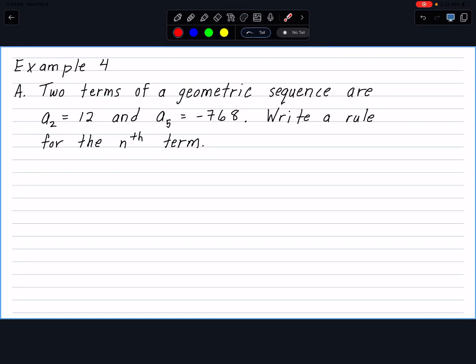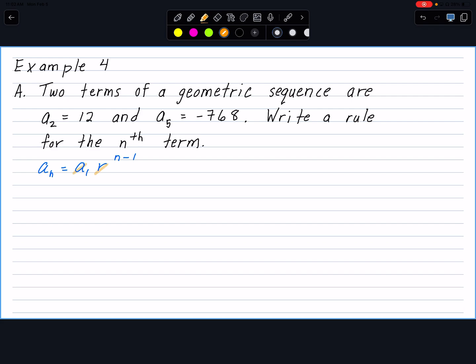Okay, so in this question, we are given 2 points. Remember, in order to write a geometric sequence, we need a couple things. So our sequence is a_n equals a_1, which is our first term, times r raised to the n minus 1. In other words, you need 2 things. You need to know what a_1 is, and you need to know what r is.